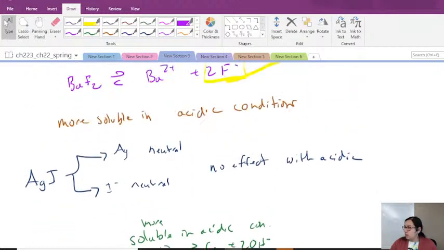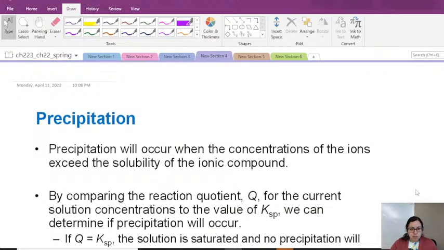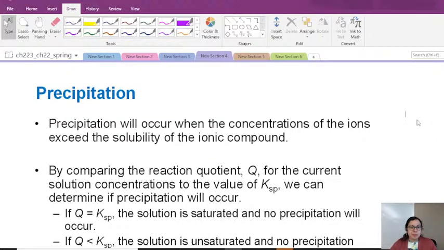Any questions on these? All right, we are marching through the chapter, but that's good. Trying to get ahead of lecture here.